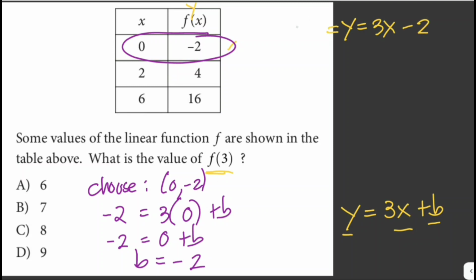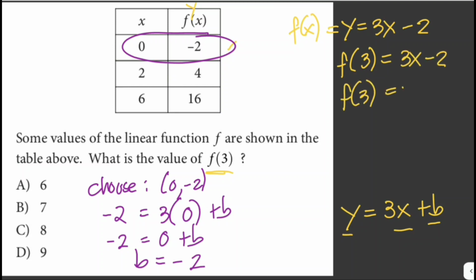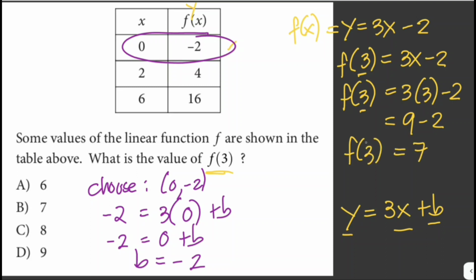And y is just equal to f of x. And now we can solve for f of 3. Okay, so f of 3 is just 3 times 3 minus 2, because the value of 3 here is the value of x. So this is 9 minus 2. Therefore, f of 3 is just equal to 7. Our answer here is letter B.